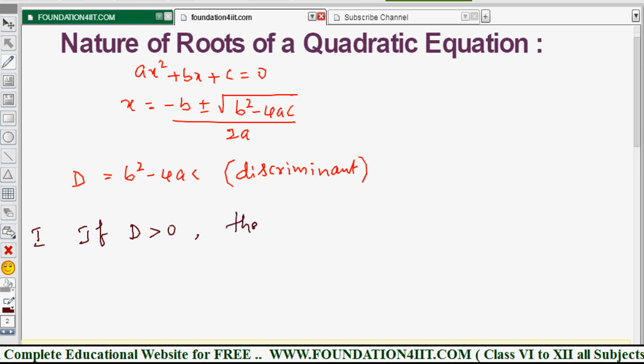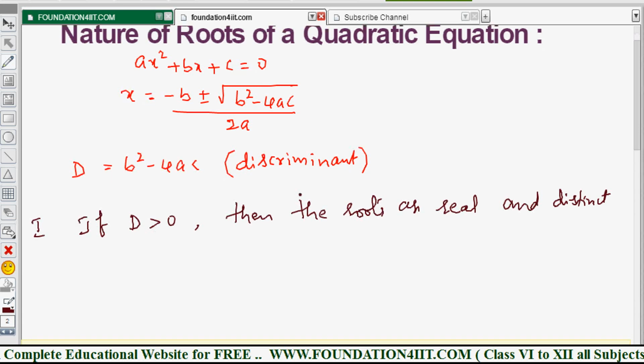Then the roots are real. Real numbers means under square root there should be only a positive number, like root 2, root 3, root 7, root 9, root 120, any positive number. So under root there should be a positive number, that means greater than 0. Then roots are real and distinct. Distinct means different answers. So once you take plus, once you take minus, right? So you'll get two different answers.